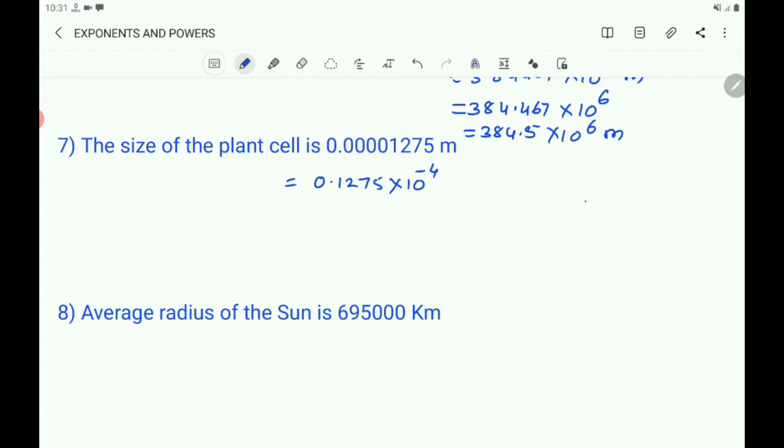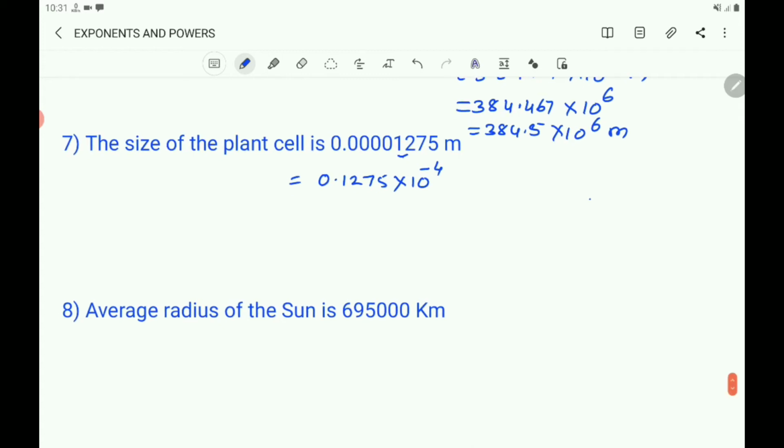And if you brought one more, that becomes 10 to the power of minus 5. If you brought 2 more, that is 12.75 into 10 to the power of minus 6. If you brought 3 more, then it becomes 10 to the power of minus 7, like this way. So you can have here 1275. If all these are moved, then it becomes 10 to the power of minus 8 meter.